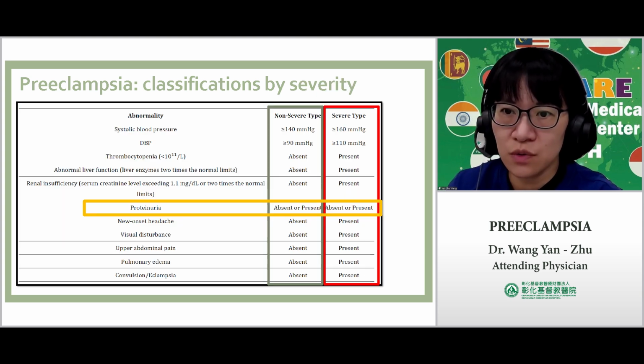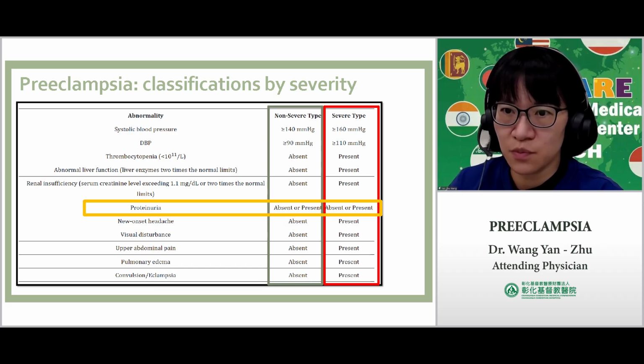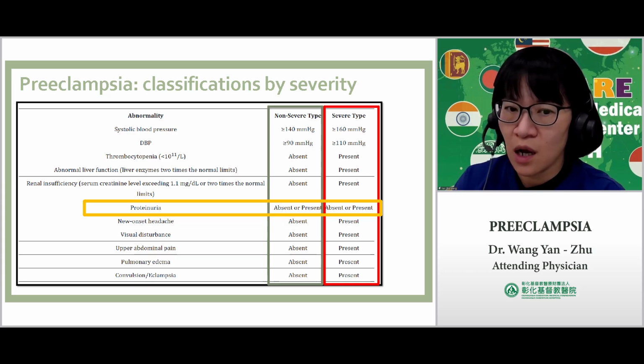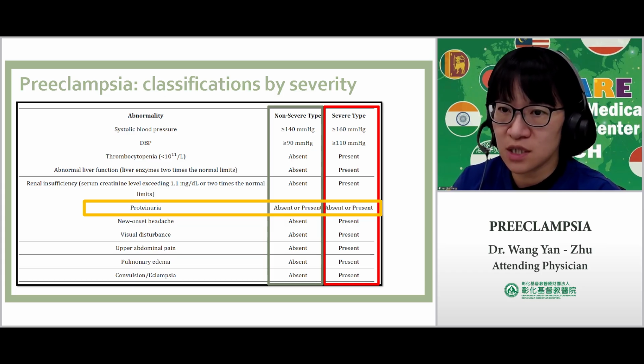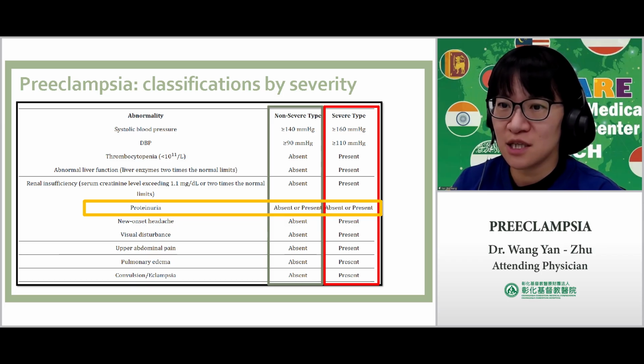Okay, and for the classification, the most important thing is that we have to classify them into the non-severe type and severe type. For the non-severe type, as we can see here, the blood pressure is only 140 or diastolic pressure only 90, and they don't have any of these end organ dysfunctions. They might just have proteinuria, or even not severe proteinuria, then we call it the non-severe type. But for the severe type, you can either have proteinuria or not. But if you have any of these, you don't have to match every one. You don't have to have thrombocytopenia, liver function abnormality, and renal insufficiency all together. If you have a patient who meets all these abnormalities, then it's super severe. So just deliver, no matter the gestational weeks.